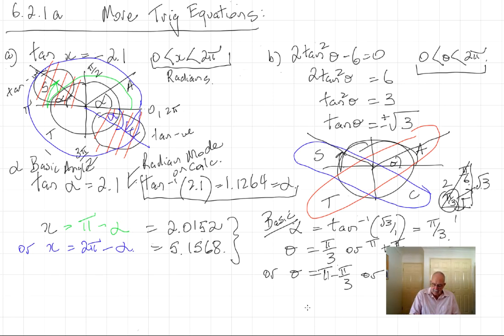Now we should simplify these. Pi plus pi on 3 is, now we make that like over 1, so that's 3 pi on 3 plus 1 pi on 3, which is equal to 4 pi on 3. So pi plus pi on 3 is 4 pi on 3. Pi minus pi on 3 is 3 pi on 3 minus 1 pi on 3 is equal to 2 pi on 3. So there's an answer, there's an answer.